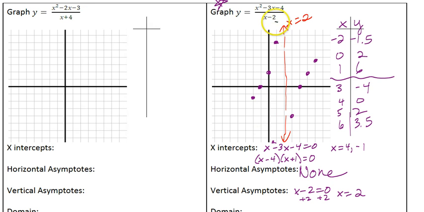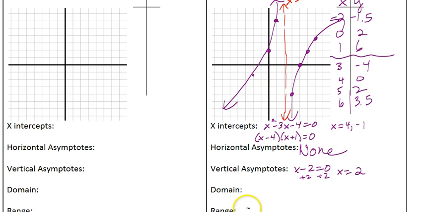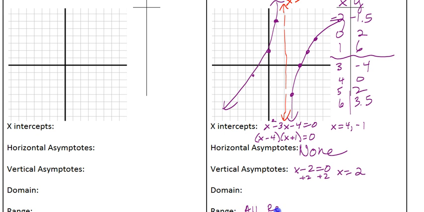And you can tell now why there is no horizontal asymptote. There's no place where my graph stops along the y's. It's just continuous the whole way. And what that also means is that my range this time is going to be all reals, no stopping or starting point, and the domain is all reals except x equals 2.